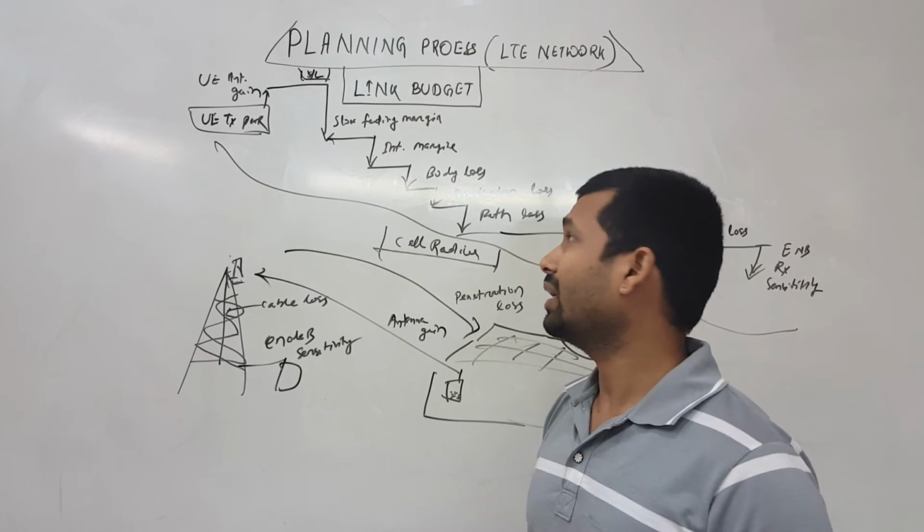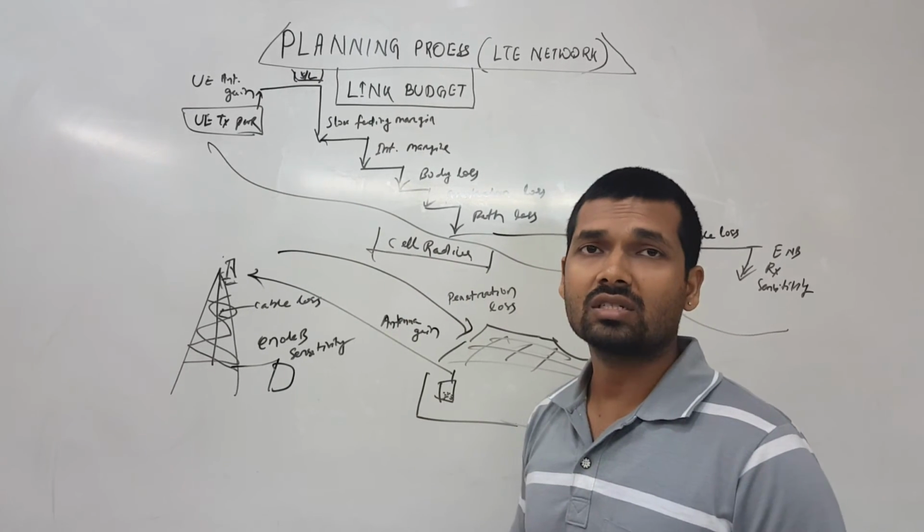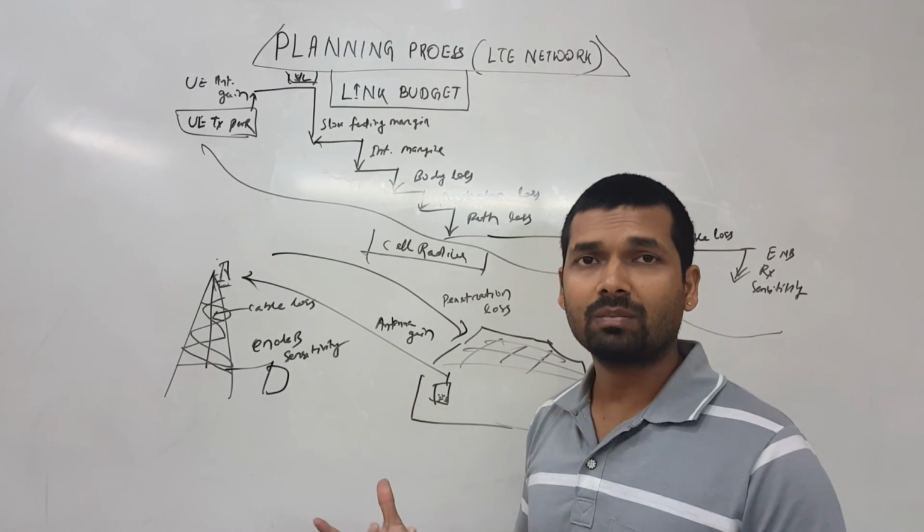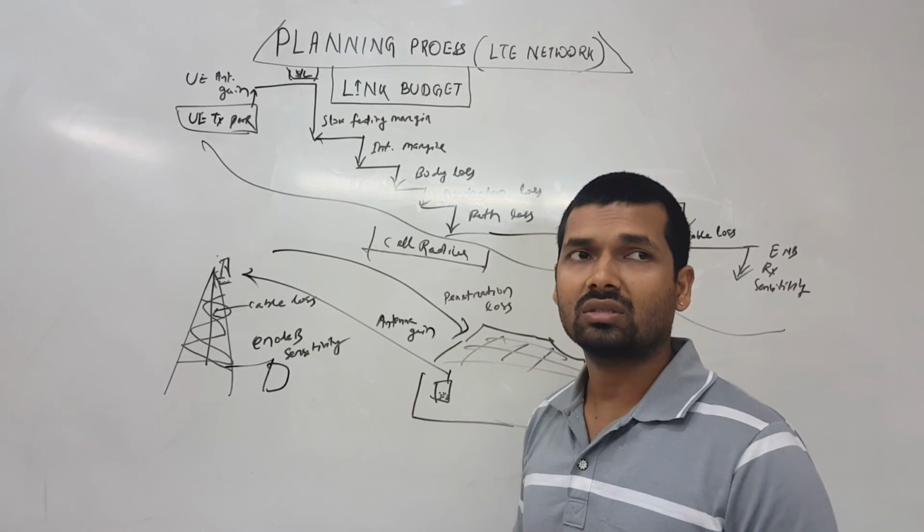So the aim is to get the cell radius ultimately, and after getting the cell radius, we try to implement the plan in our network. Then we do the optimization.